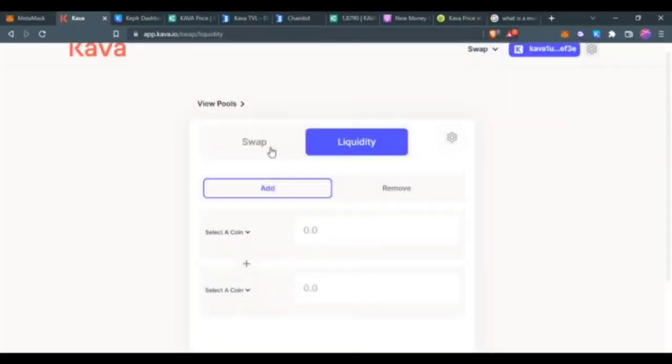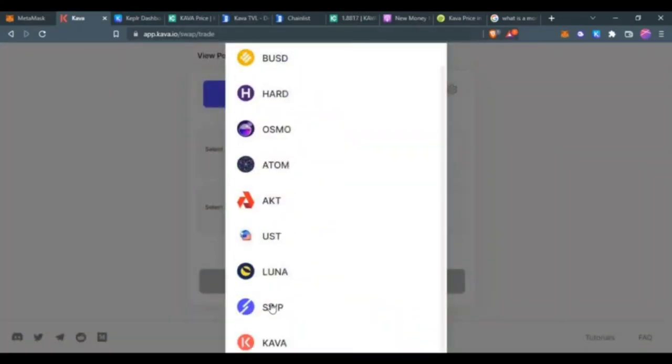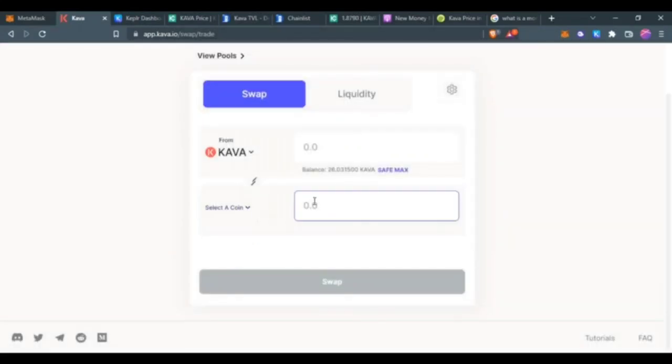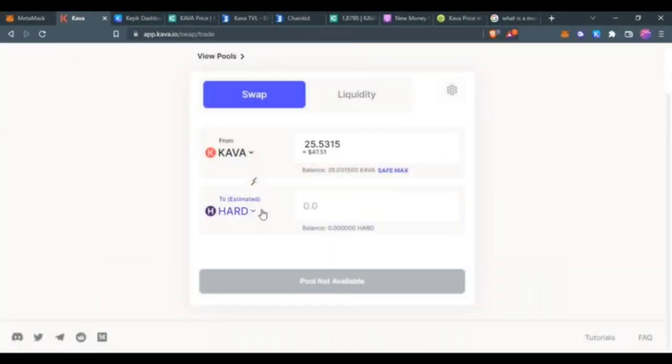This is if you want to make a pool token. Interesting. That can't be right. Kava. Let's say the Hard. Pool not available. Interesting.